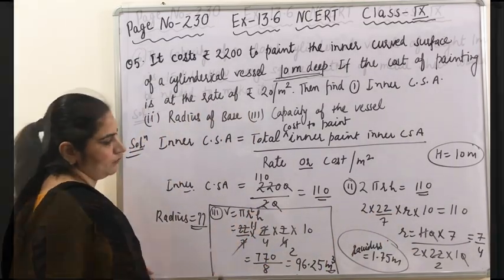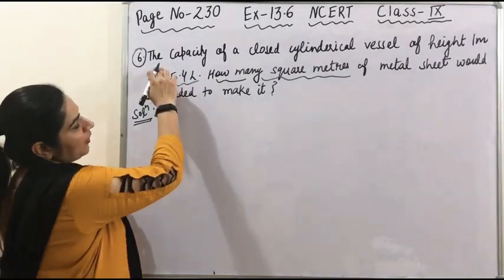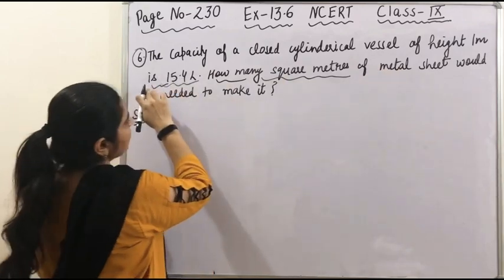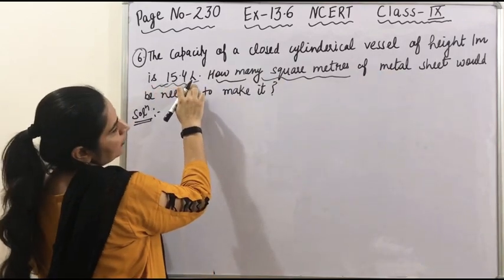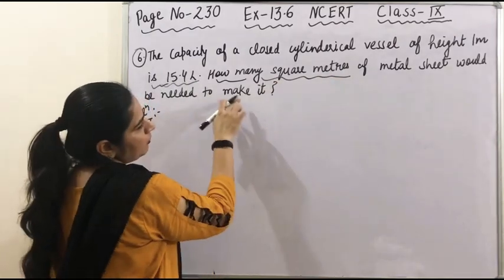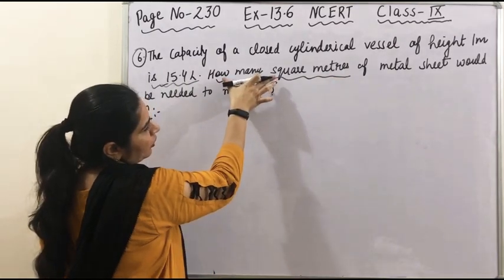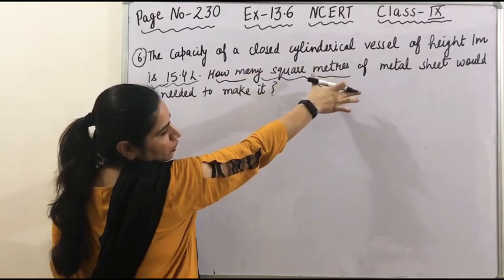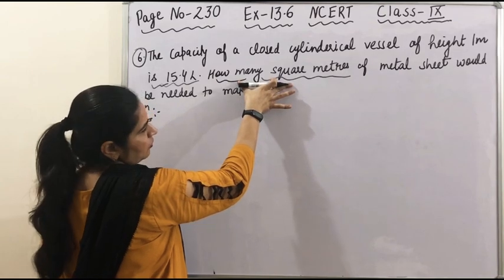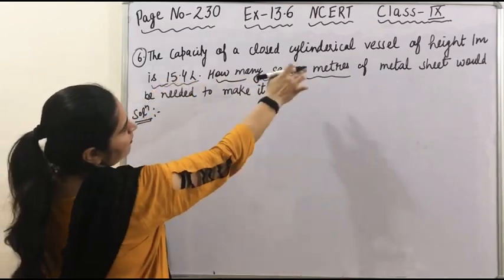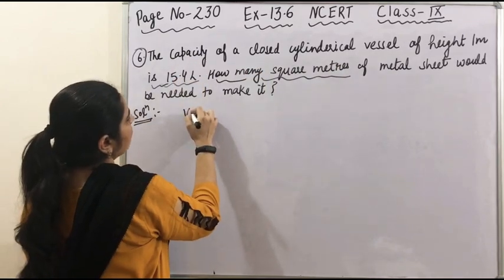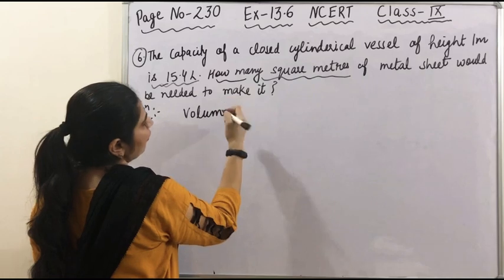In the sixth question, the capacity of a closed cylindrical vessel of height 1 meter is given as 15.4 liter. How many square meters of metal sheet would be needed to make it? We have to find out how many square meters of metal sheet would be needed, means total surface area we have to find out. Here given terms are height and capacity. Capacity or volume both are same.